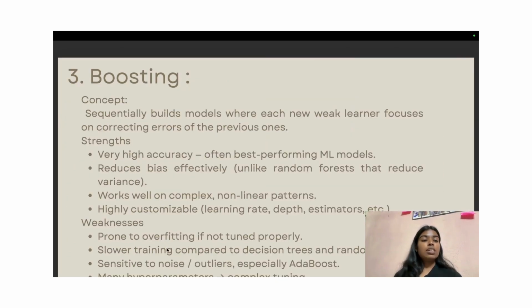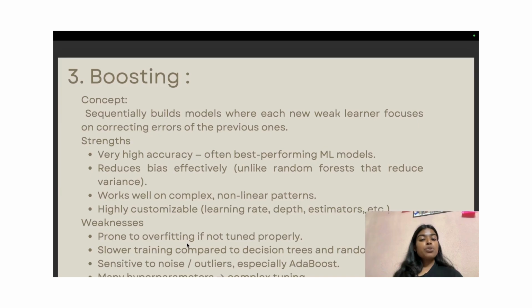Third is boosting. Sequentially builds models where each new weak learner focuses on correcting errors of the previous ones. Strengths: very high accuracy, often the best performing machine learning models. Reduces bias effectively, unlike random forests that reduce variance. It works well on complex nonlinear patterns, highly customizable: learning rate, depth, and estimators, etc.